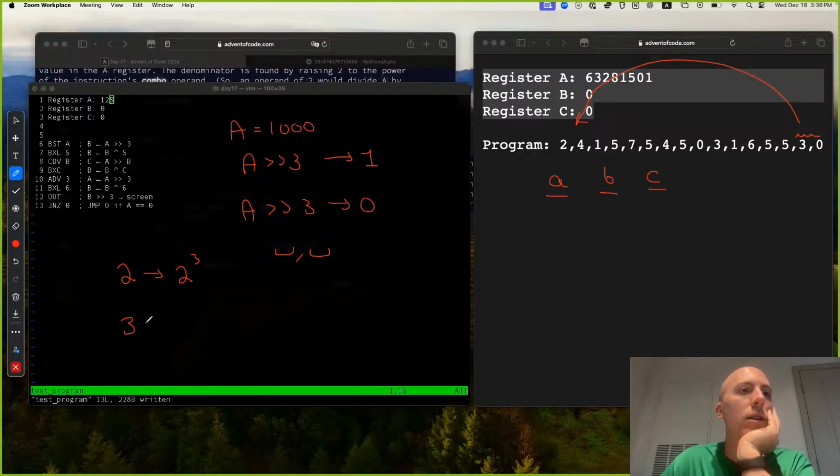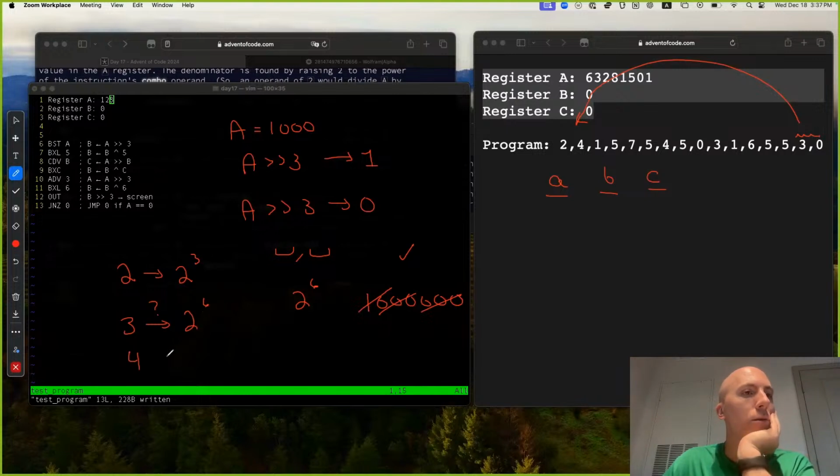To get a program length of 3, let's say it's 2 to the 6th. So it's 1, 2, 3, 4, 5, 6. Basically on the first pass through, we chop these off. Is this value 0? No. Second pass through, is this value 0? No. Third pass through, is this value 0? Yes. So 2 to the 6th.